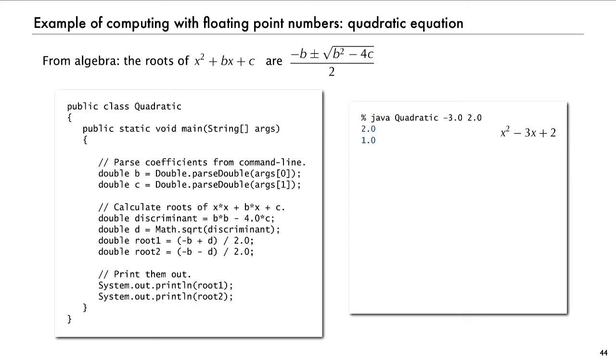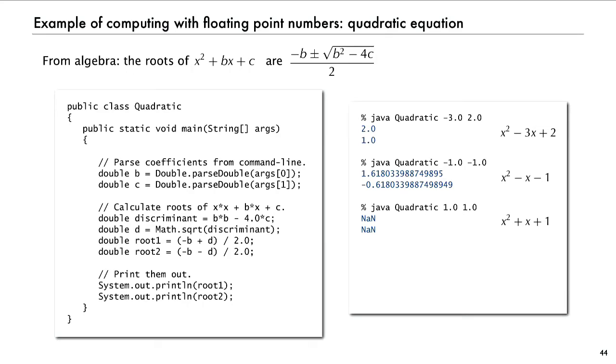Roots of x squared minus 3x plus 2 are 2 and 1. That factors into x minus 2, x minus 1, as you remember from grade school. This is x squared minus x minus 1, and one of the roots of that is the golden ratio. X squared plus x plus 1, roots are complex, so we get not a number. And if we type something that's not a double, I want to know the roots of x squared plus x minus hello, that's not a number, and I get a runtime error saying it's not a number.